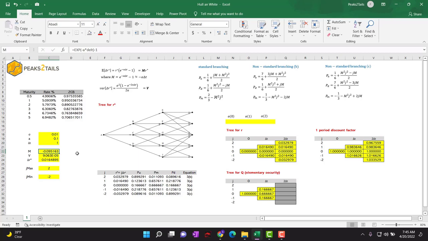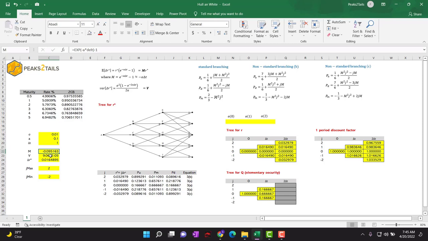M is part of the expectation calculation, so that's given as e to the power minus a delta t minus 1. So I have renamed these values for ease of calculation. So this is sigma, and this is a, and this is delta t. So here is m. You can also use the approximation, which is minus a delta t, and then calculate v.